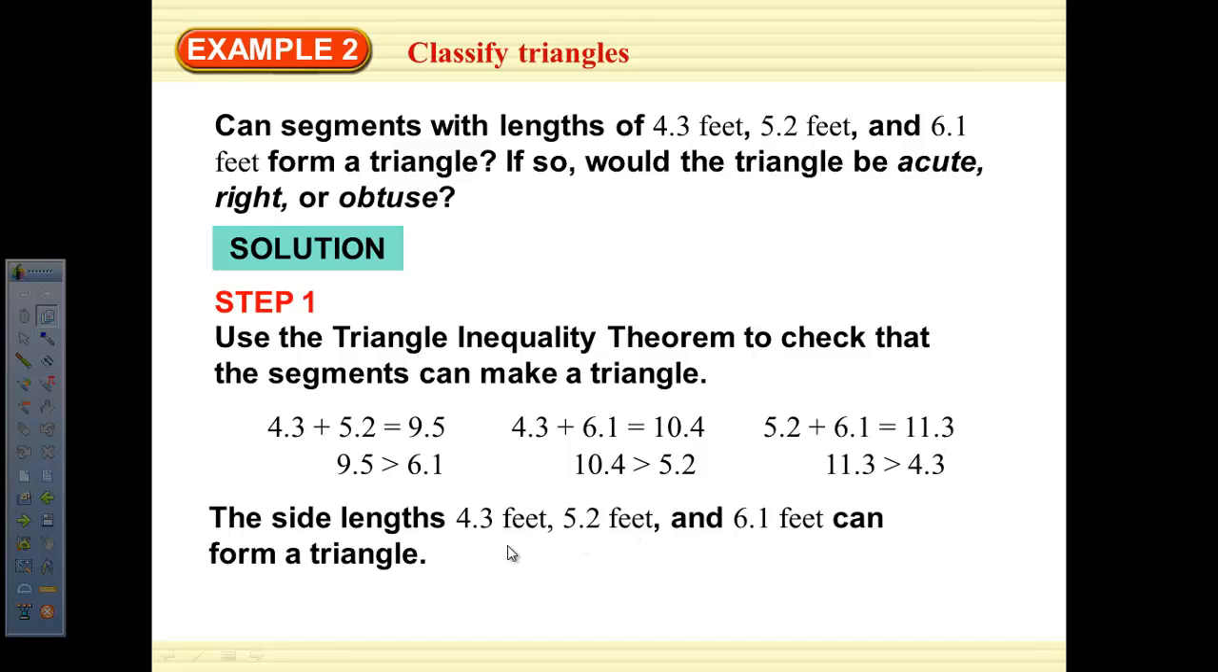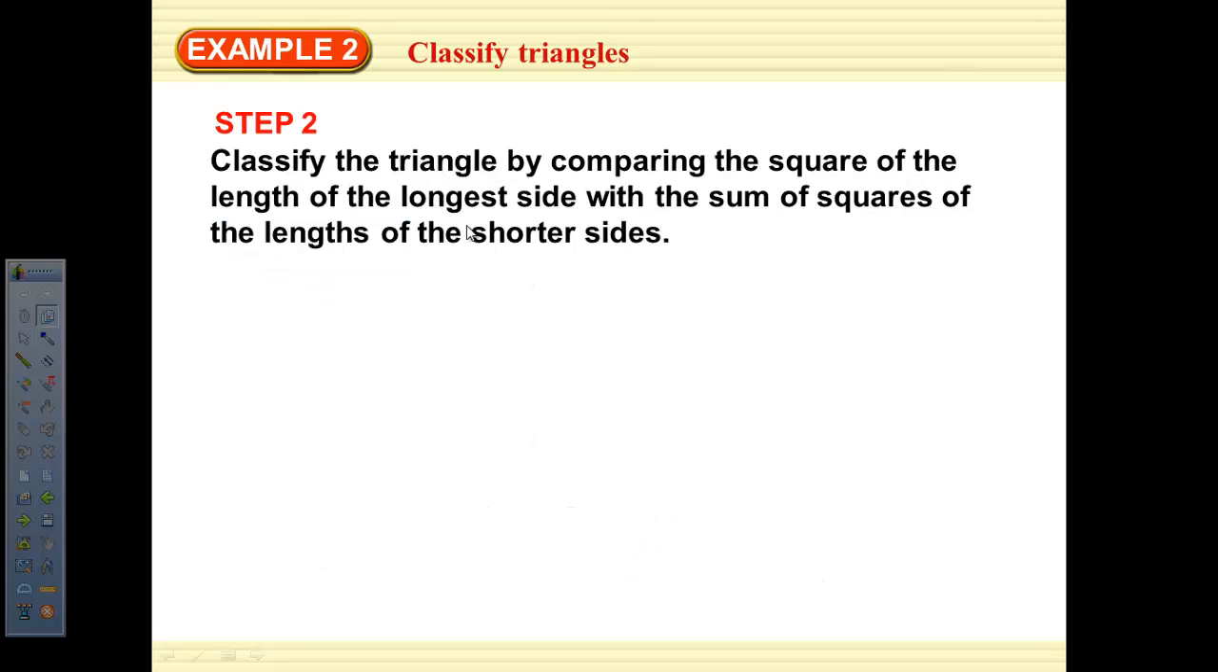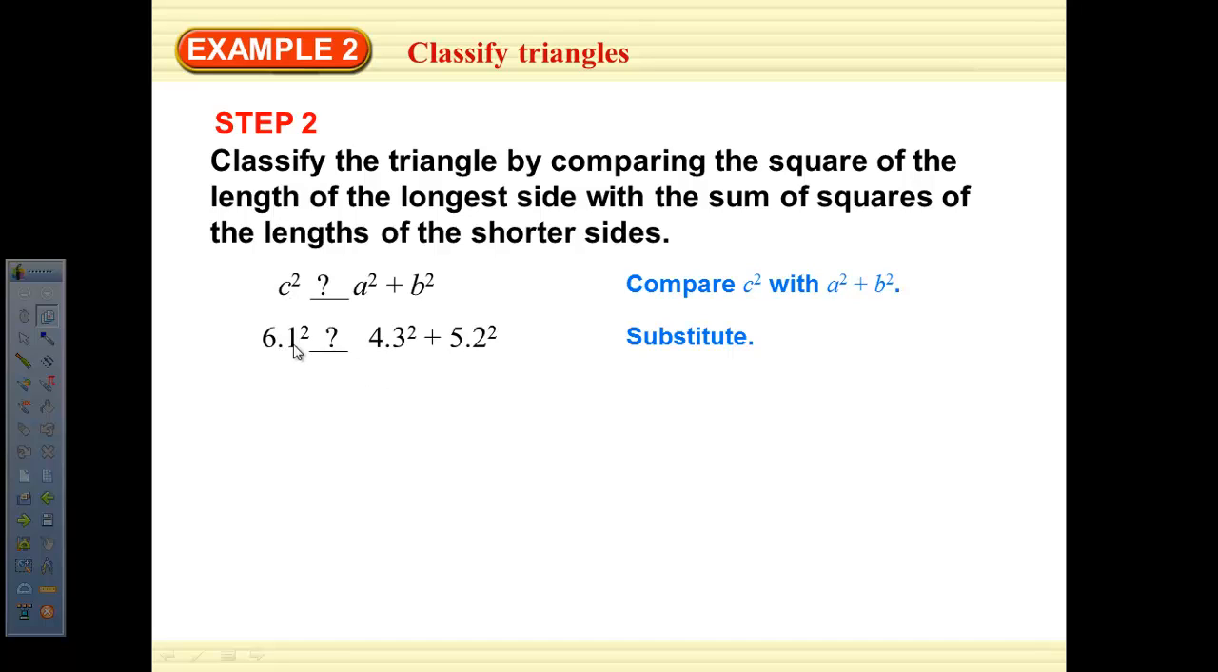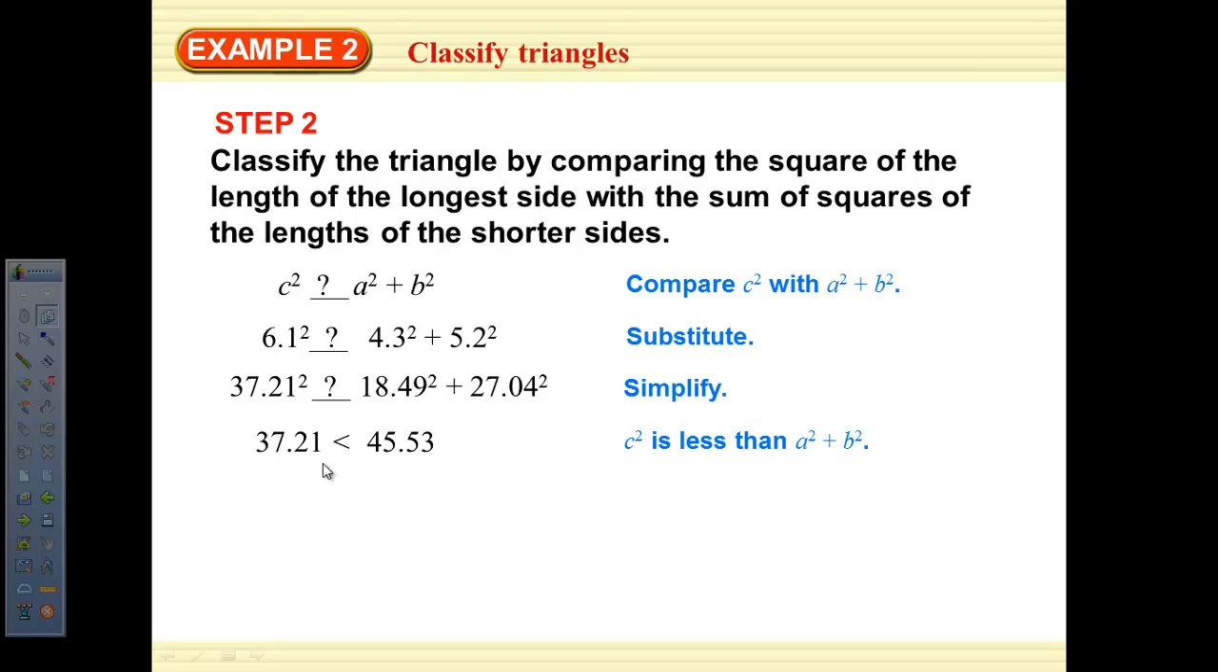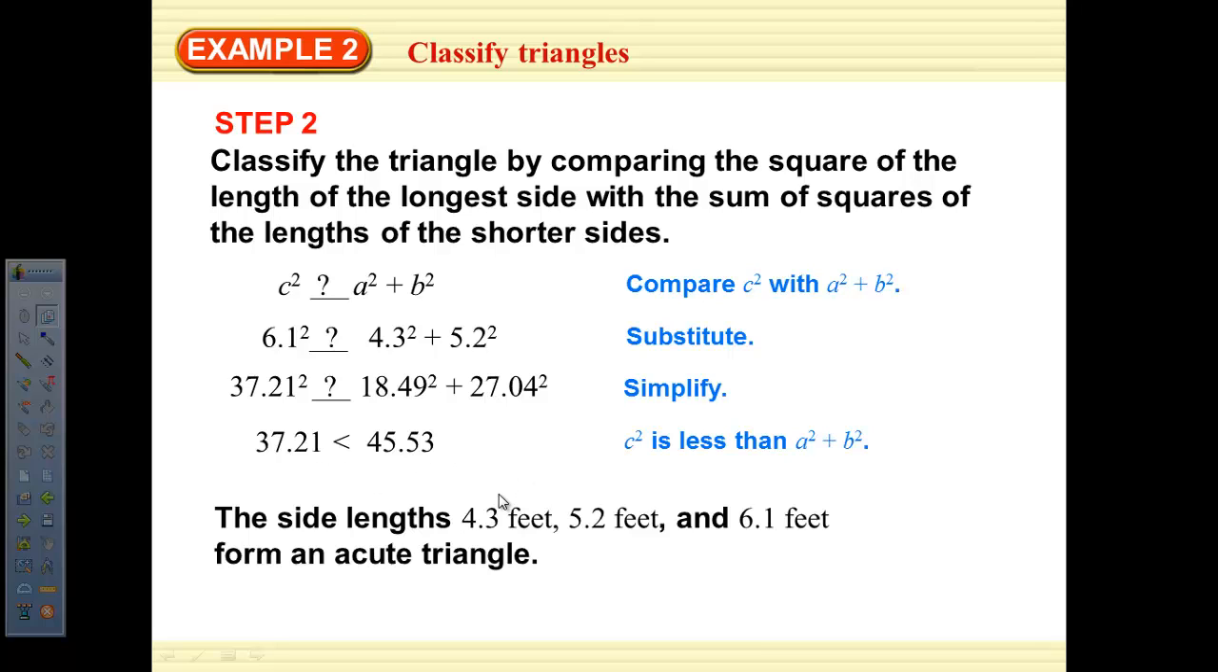And then, since we know it forms a triangle, we can look at classifying it as obtuse, acute, or right. So again, we do what I did. We plug in the 6.1 squared here, 4.3 squared here, 5.2 squared here. We simplify this. We find out c squared is less than a squared plus b squared. Therefore, it forms an acute triangle.